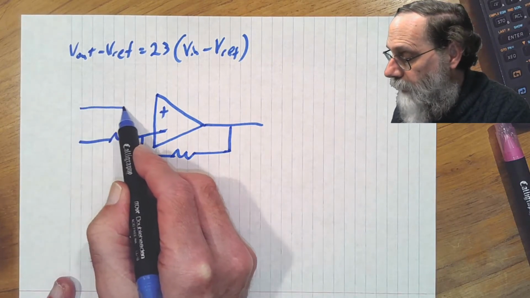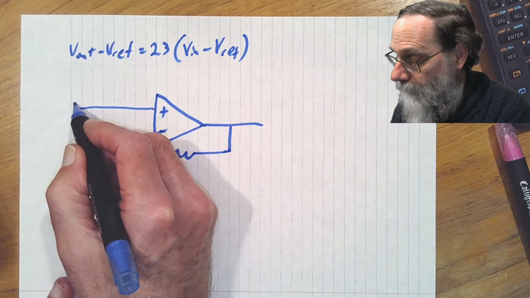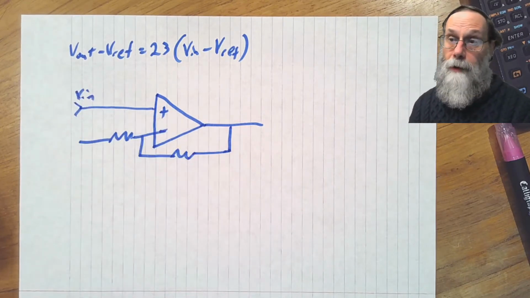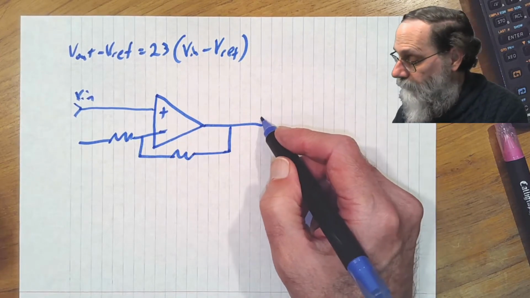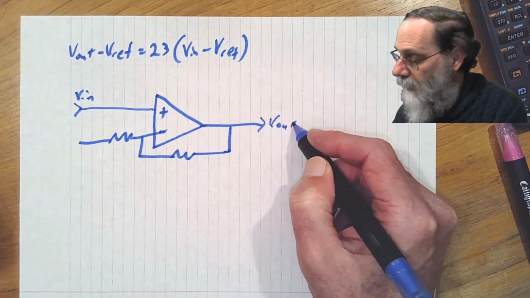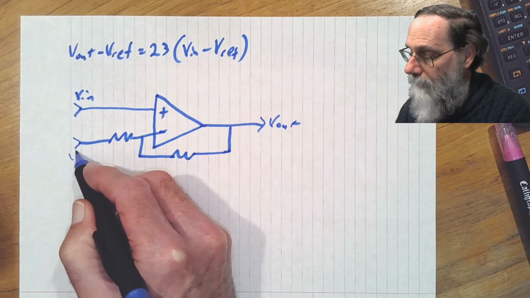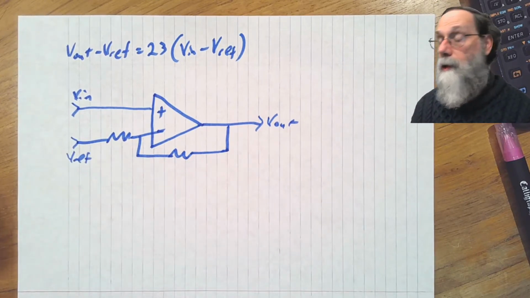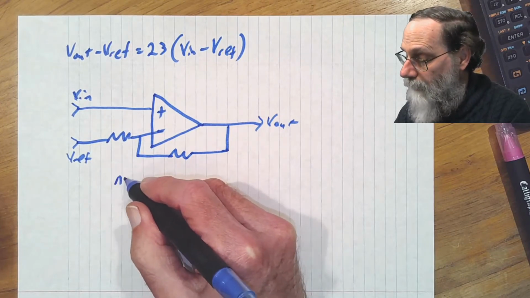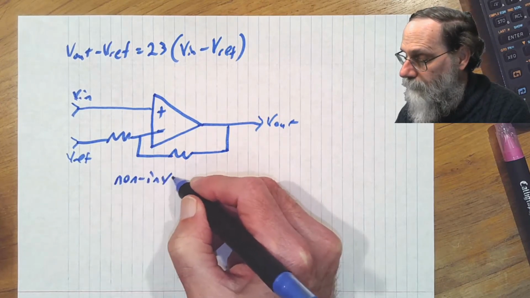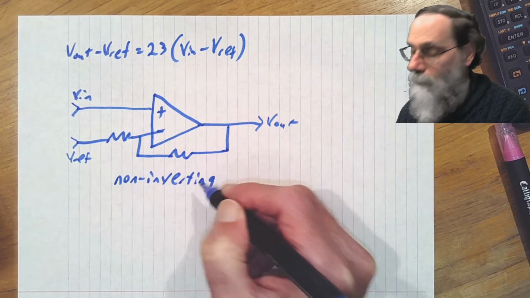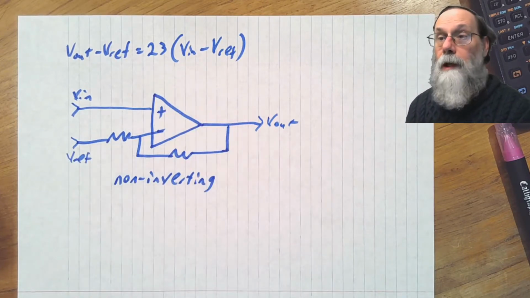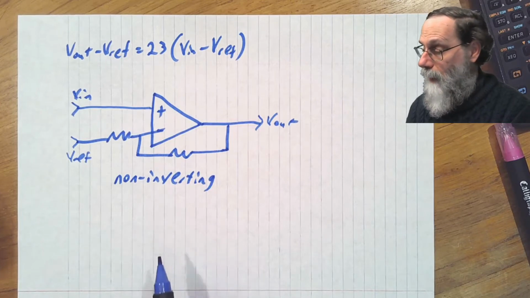All right, but because we want positive gain here, that means that Vin has got to come in on the positive input of the op amp. And Vout comes out here, and we'll need to have Vref coming in on that input. So this is a non-inverting amplifier. Gain is positive, 23.